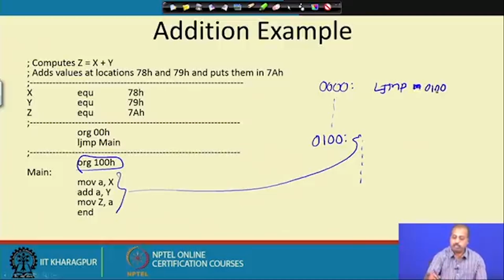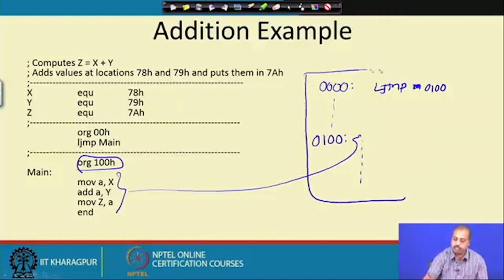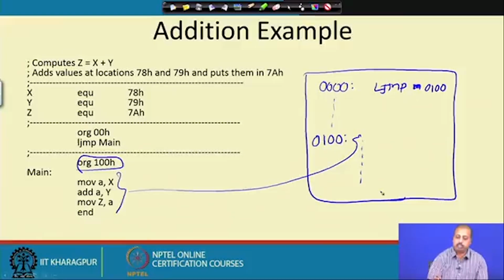So, when generating the object code, the assembler will put the instruction LJMP 0100 at location 0000, and at location 0100 onwards it will put the code for this piece of program. When the program is actually executed and we reset the processor, the PC will be 0000. It will come to this instruction and execute the LJMP 0100. As a result, it will start executing from this point onwards.